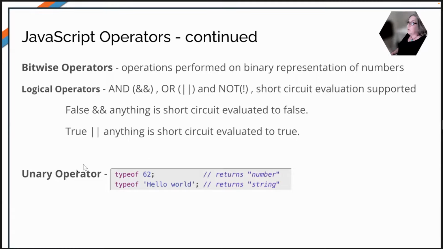A unary operator that you'll see used throughout this course, especially in this section, is typeof. And typeof will tell you, hey, 62 is a number, this is a string, and it will give you that kind of information. So that's really the one that you see here.